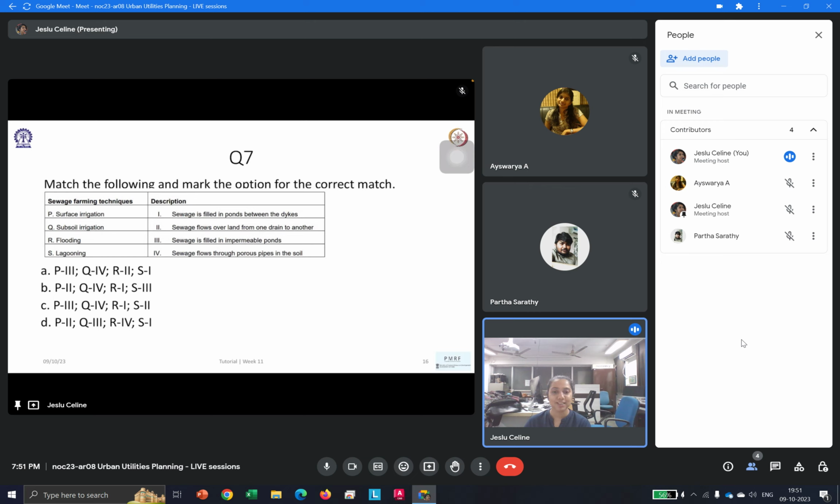Surface irrigation. Okay, take 2 minutes and you can attempt this question. Maybe let me not, because we just discussed this in the first question. Lagooning is 3. Sewage is filled in impermeable ponds. Yes, lagooning is 3, we discussed. So what is flooding?